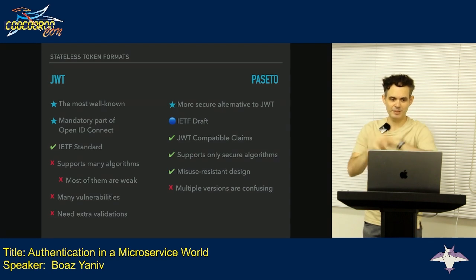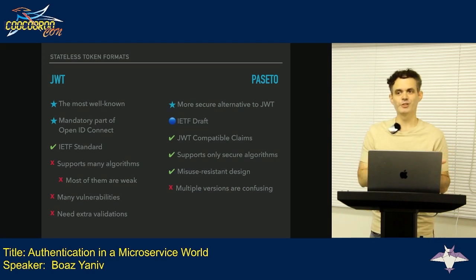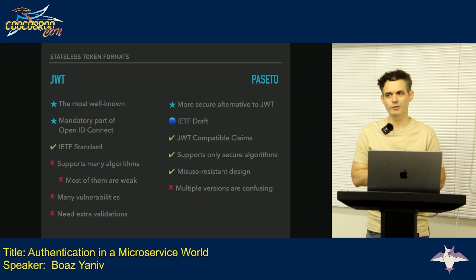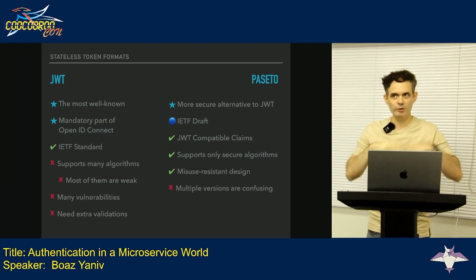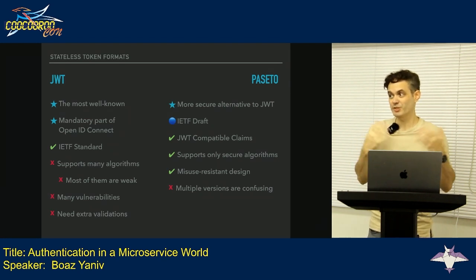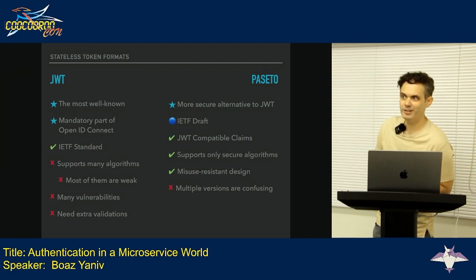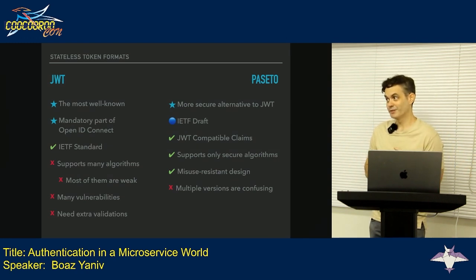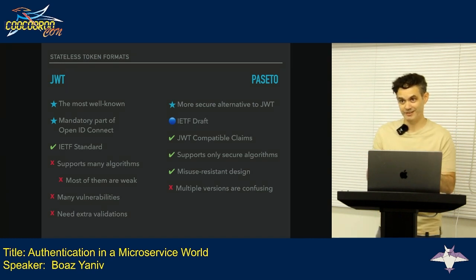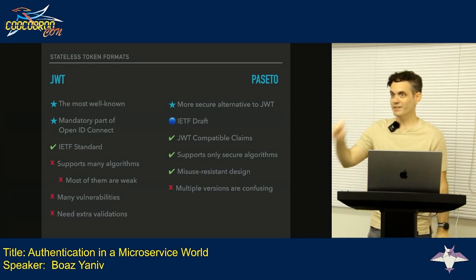So the real problem with JWT is that you have all these different options, all of them supported at the same time. Actually, the spec requires you to support all of these algorithms, including an algorithm called "alg none". So if you follow the spec of JWT, you must accept tokens.